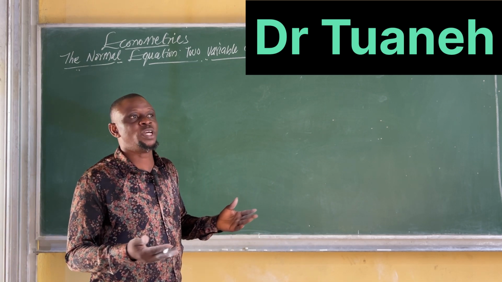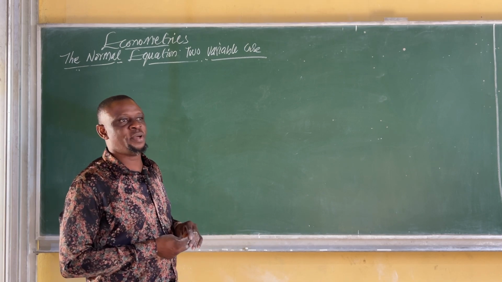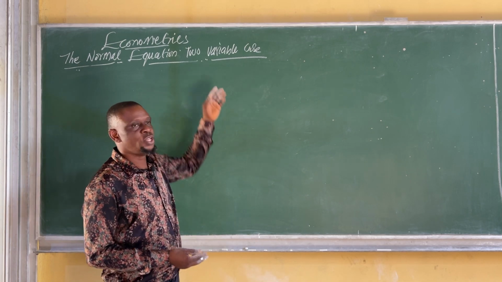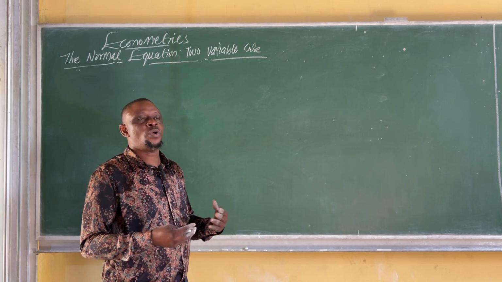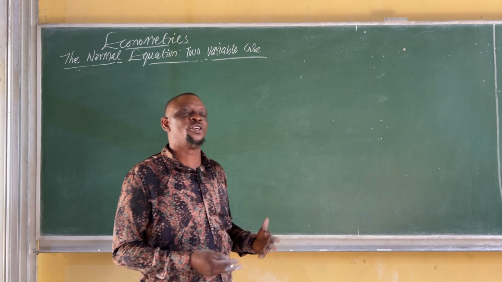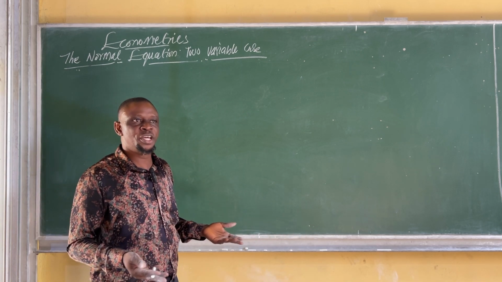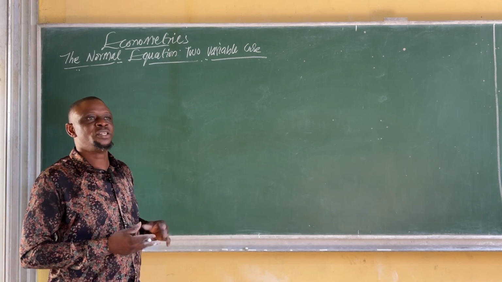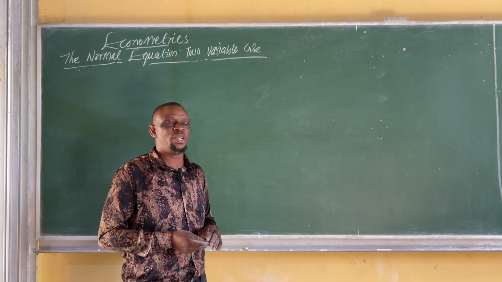In a simple linear model, we have just two variables, one dependent and one independent variable. And that's why we say two variable case. In our next video, we're also going to show you how to derive the normal equation for a multiple linear model, particularly the three variable case where you have one dependent and two independent variables.